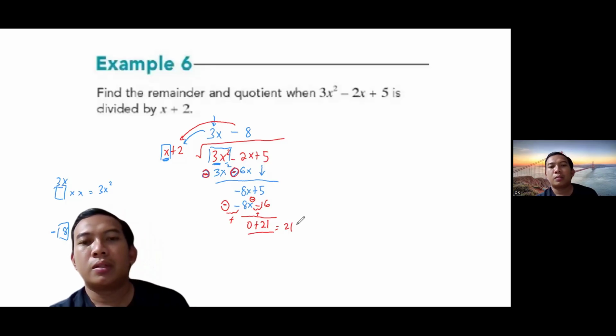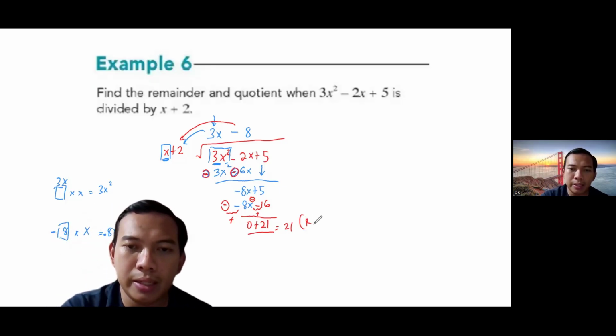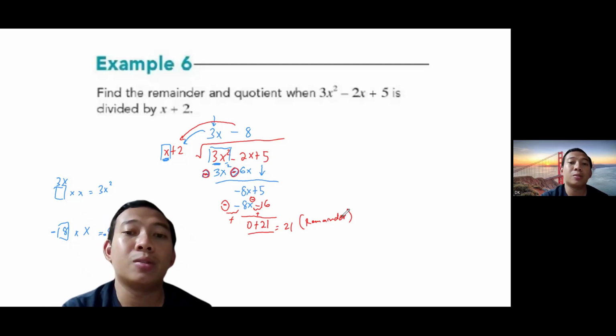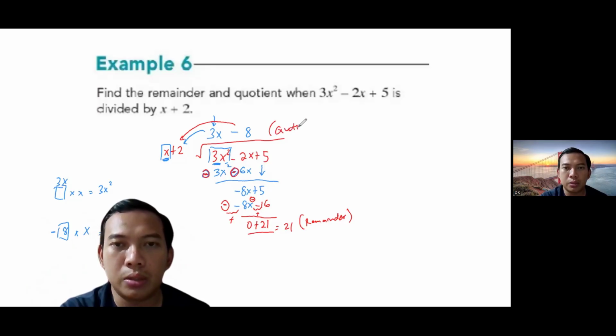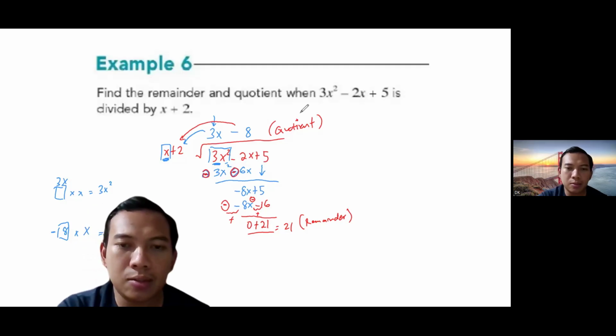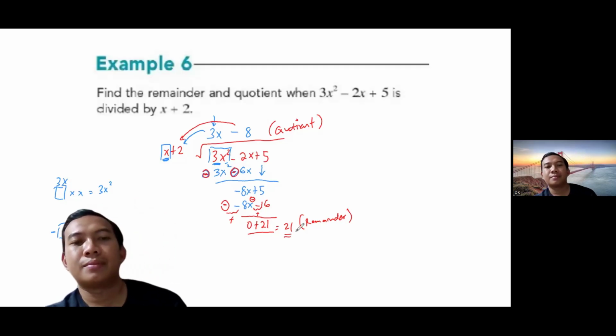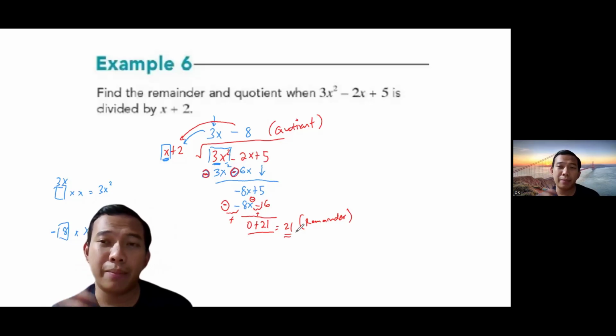Okay, so in this case, they are asking you to find the remainder and the quotient. Where's the remainder? This will be the remainder. The quotient is always the one on top, the one that you get as the answer. So the quotient is 3x minus 8, and the remainder is 21. So that's one question. Hopefully with this you have more practice, especially with the minus and minus.